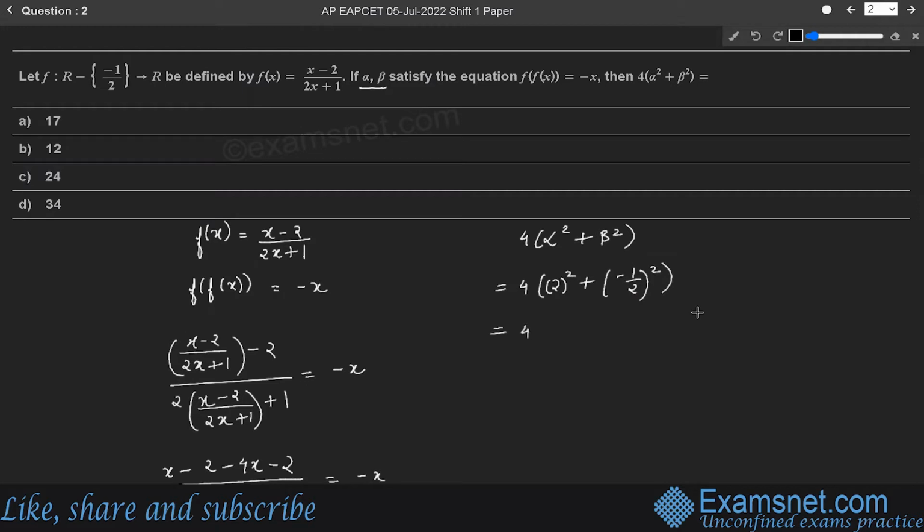On further solving, it will be 4 into 4 plus 1 by 4, which is equal to 4 into 16 plus 1 by 4, which gives 4 into 17 by 4. 4 and 4 will be cancelled, so it will be equal to 17. Therefore, we can say that the desired value is option number A, which is 17 here.